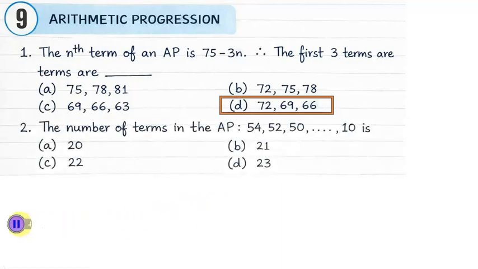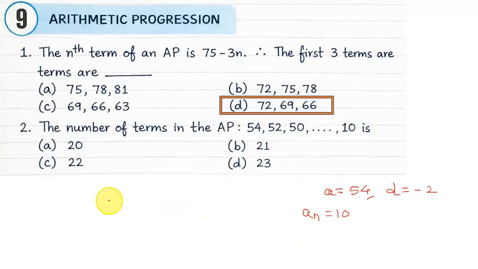Okay. Next question. The number of terms in the AP 54, 52, 50, ..., 10 is? Now here the first term is 54. Okay, that is, a = 54. What about the common difference? 52 - 54, therefore d = -2. Okay, and what about the last term? That is an, an = 10. We want to find the number of terms.